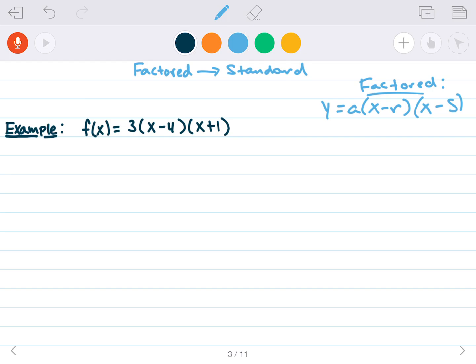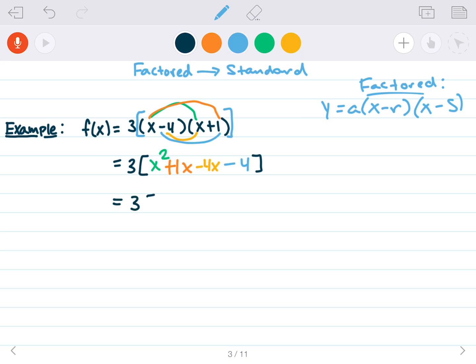And so what I can do first, again, I can FOIL these guys inside the blue brackets, leaving the 3 on the outside. So when I do that, x times x is x squared. So that's first. Outer is x times positive 1, that's a positive 1x. Inner is -4 times positive x, that's -4x. And last is -4 times positive 1, that's -4. All right, and from here I can combine like terms on the inside to give me x squared. These guys become a -3x minus 4.